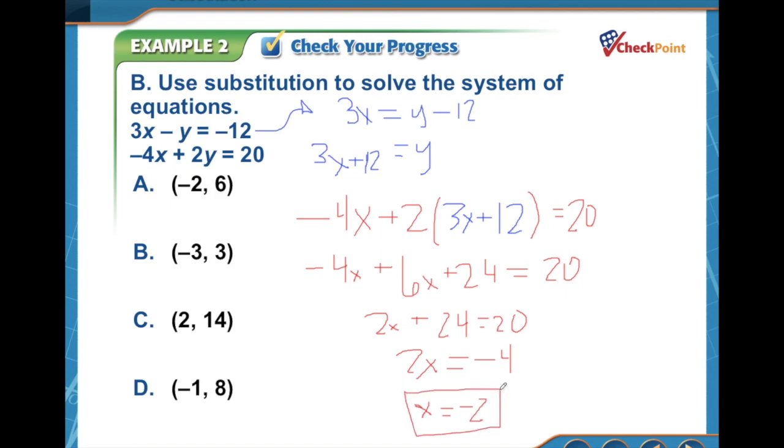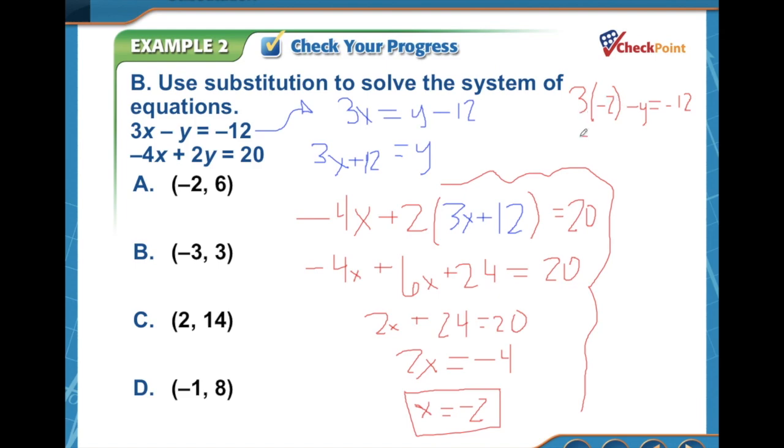Great. Now if you were to look at your answer choices, you can now tell what the answer must be if x is negative 2. But we can go ahead and quickly double check to make sure we get the right y value. So now we're going to plug in x as negative 2 into either equation. It looks like the first one is a little bit simpler, so let's do that one. So we're done with this piece. We have now 3 times negative 2 minus y equals negative 12.